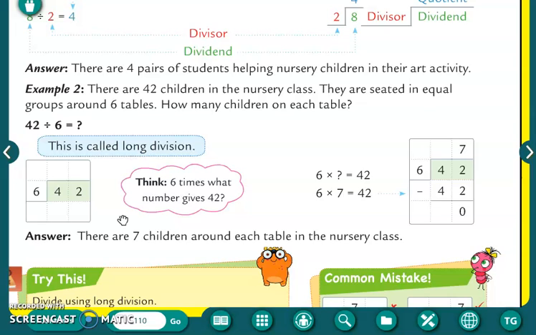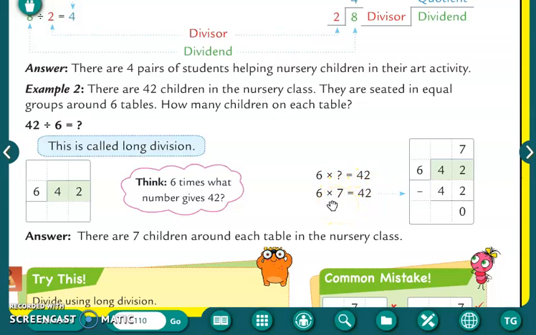Now how will we do this? We will write like this, 42 divided by 6. Now think, 6 times what number gives 42? If you remember the table of 6, you can give the answer quickly. You can think like this: 6 multiplied by how many gives the answer 42?